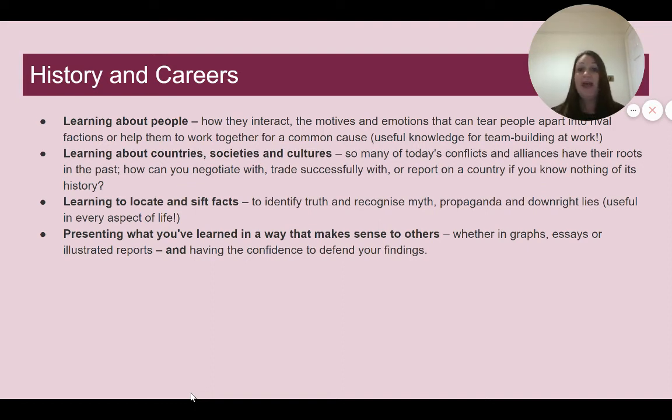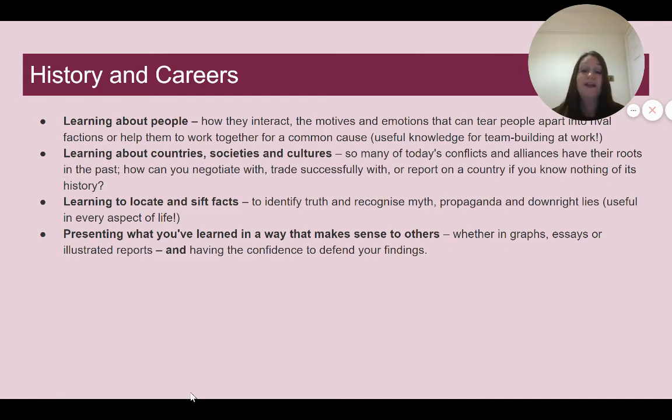A-level history helps you to learn about people, to learn about interactions between people, motivations, the effect of emotions, the way that people can work together, but also the way that they can pull apart. It's great for team building. It's great for discussion activities and showing that you can work alongside other people, as well as understanding about people and how they have worked together or against each other over the course of history.